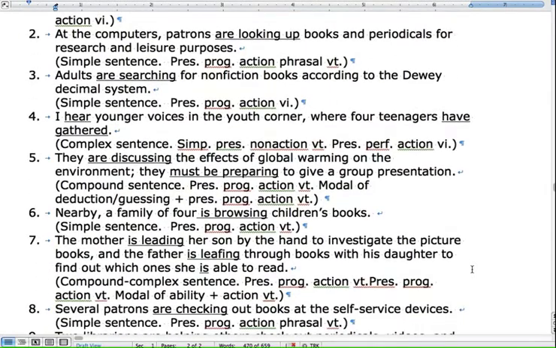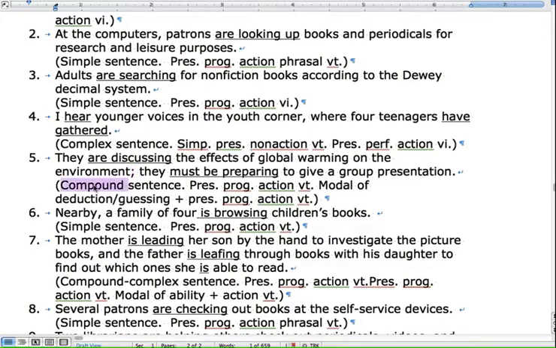Let's look at sentence number 5. They are discussing the effects of global warming on the environment. They must be preparing to give a group presentation. So here we've got a compound sentence that's formed in a different way from the one we saw before. We have one simple sentence that could be a simple sentence with a period. It's an independent clause. And we have another independent clause that could be a simple sentence. Because they are closely related in meaning, we can join them with a semicolon.